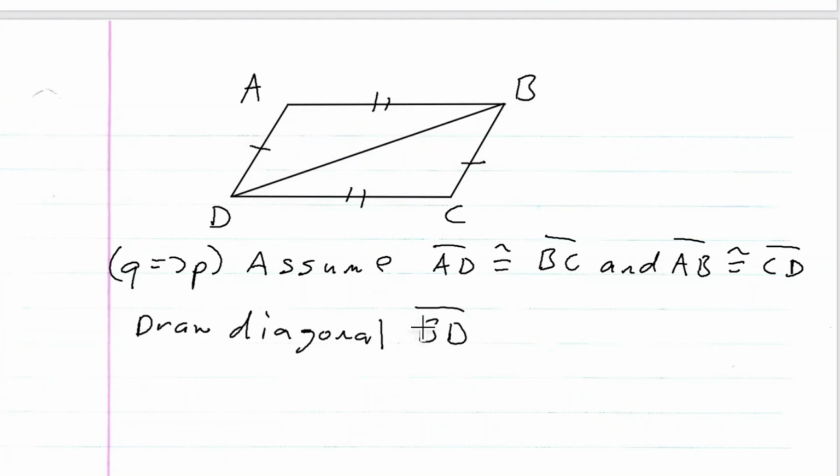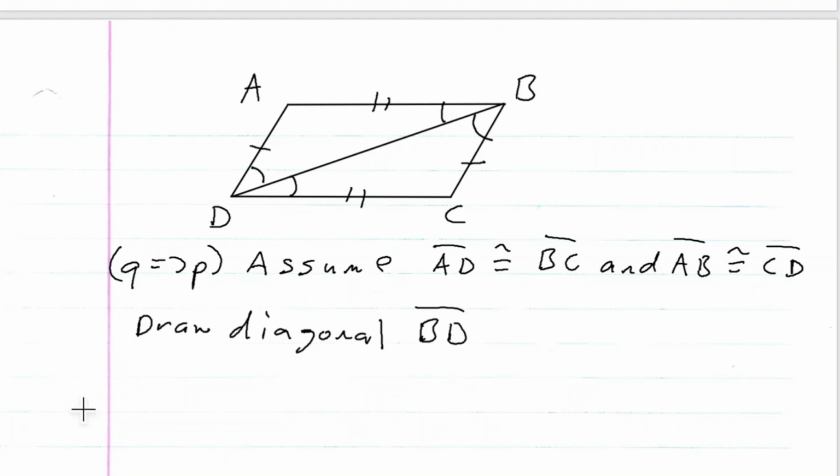Okay. So we know that these two triangles are congruent by the side-side-side congruency postulate, right? And if these two triangles are congruent, that means the corresponding angles are congruent, right? This will be congruent to this, and this will be congruent to this. And I'll show that in a second.